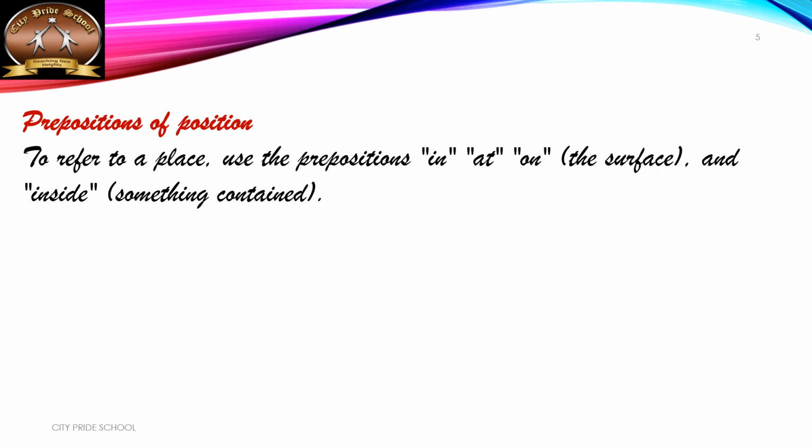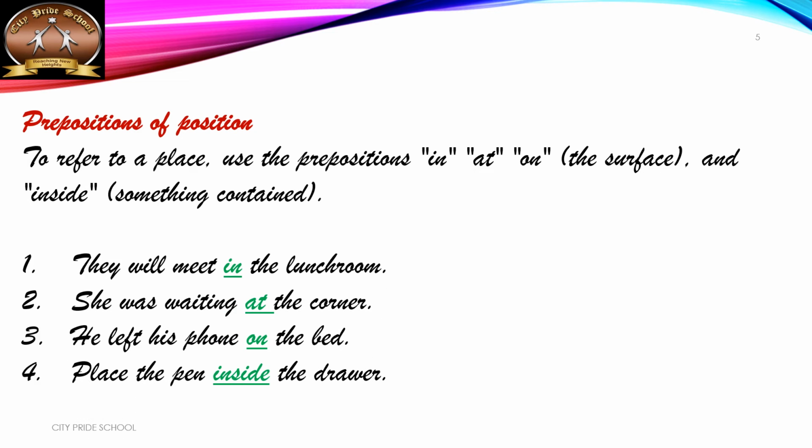Now in and on, they are touched to a surface, maybe the ground, floor, chair, whatever it is, touched to the surface, and inside means something contained. Here are a few examples. They will meet in the lunchroom, which is enclosed from four sides. He was sitting at the corner. He left his phone on the bed, placed the pen inside the drawer. Here inside, it is enclosed.